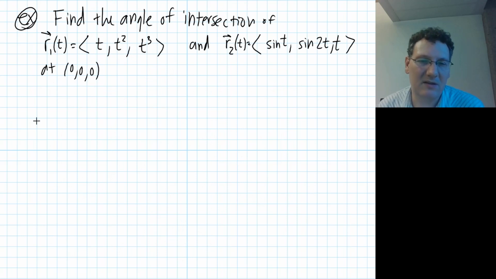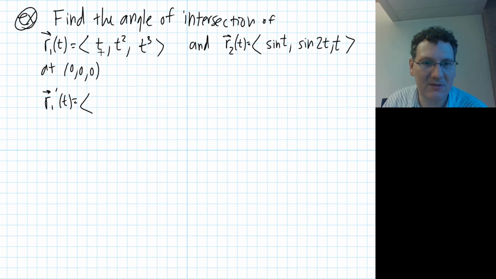Okay, now let's take a look at this. We have two space curves given by these vector functions, and we want to find the angle of intersection of the two curves at the origin point. And so what we're going to do is we're going to find the tangent vectors. So let's find r1 prime of t first, and then we'll find r2 prime.